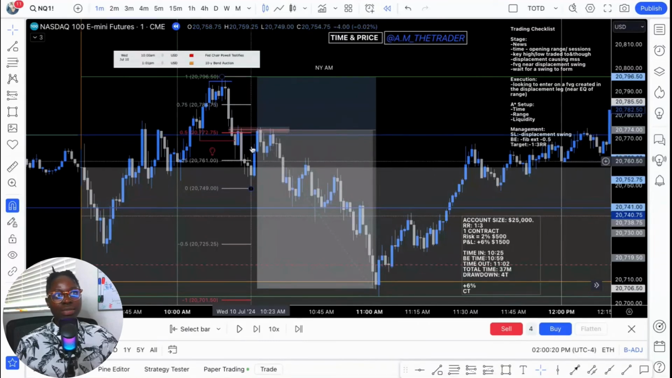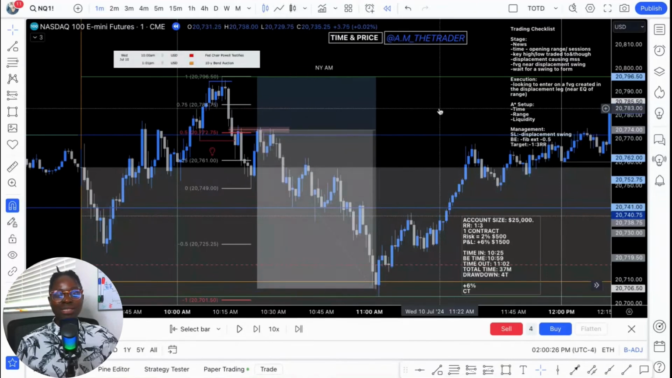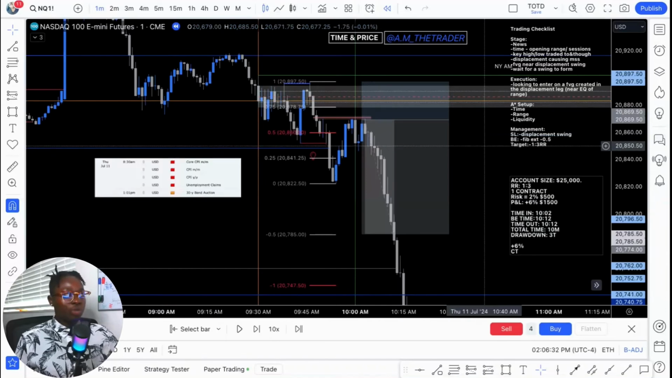Liquidity, no liquidity created in this setup, but we do have 2 out of the 3 matching up to make this a high probability setup that netted you 6% for the day. Thursday, July 11, trade of the day breakdown.